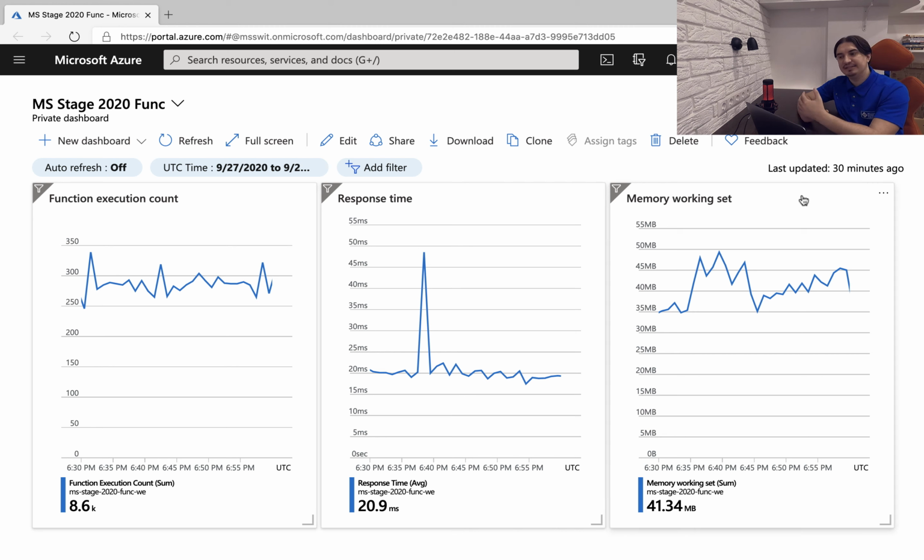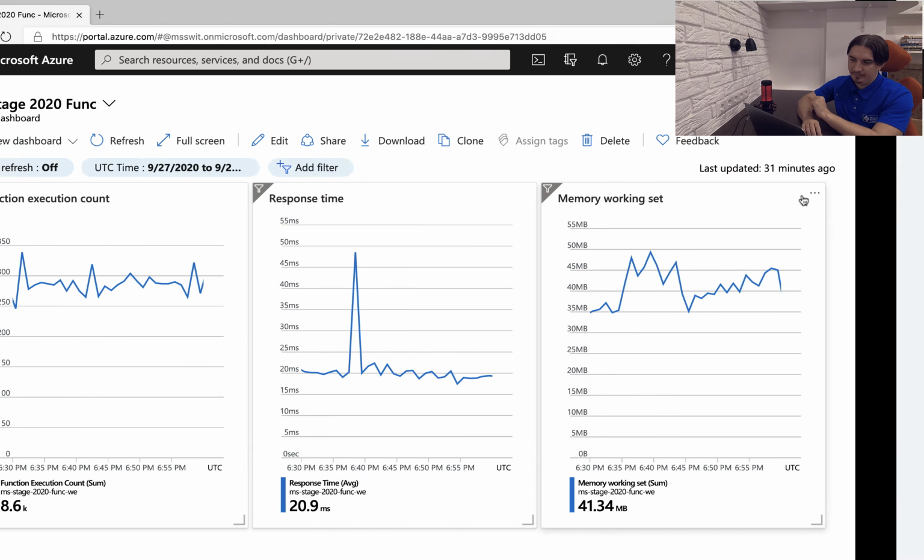The next part is the memory working set, so how much RAM we actually consume. As you can see here, on average that's around 41, maybe below 50 megabytes, let's say. So those 3 numbers are extremely important for us, and let me show you why.